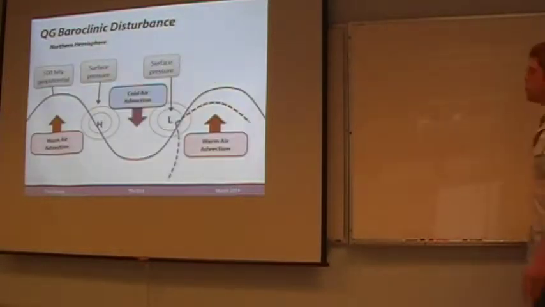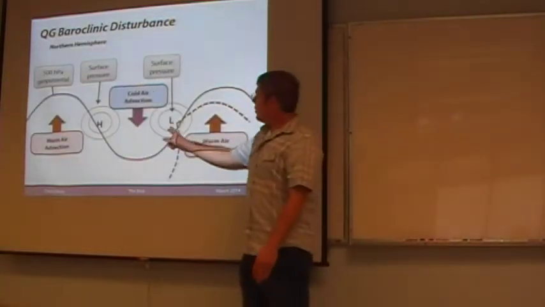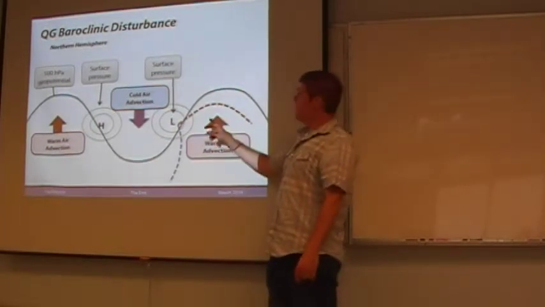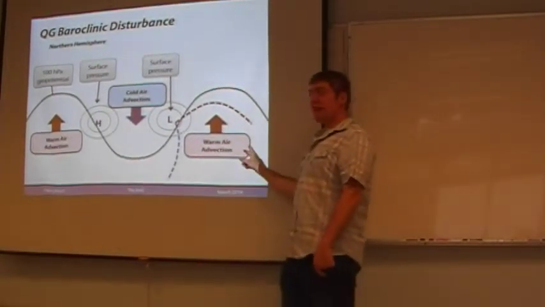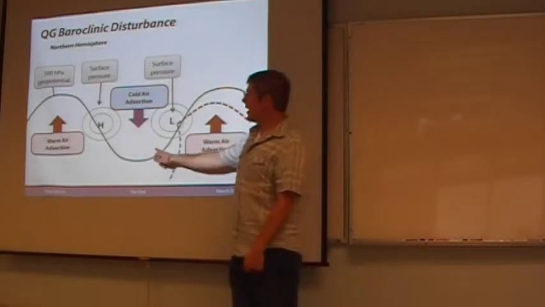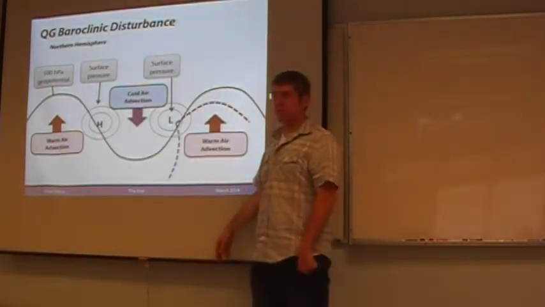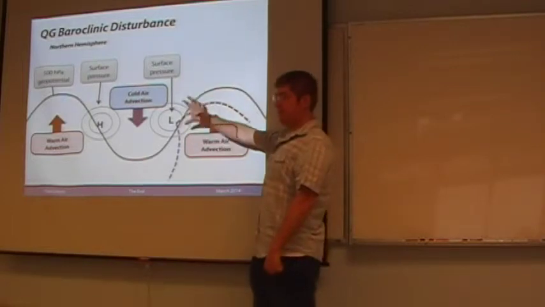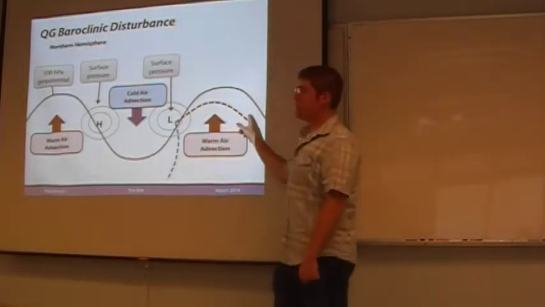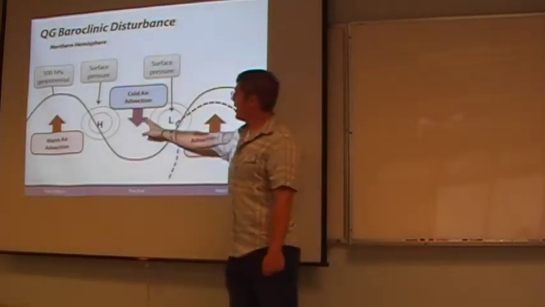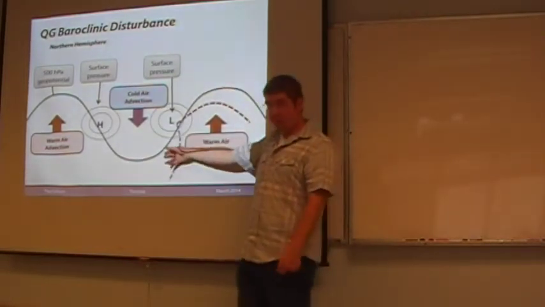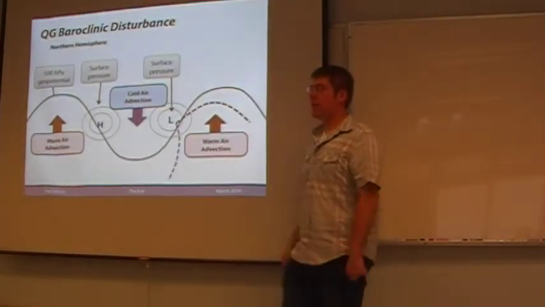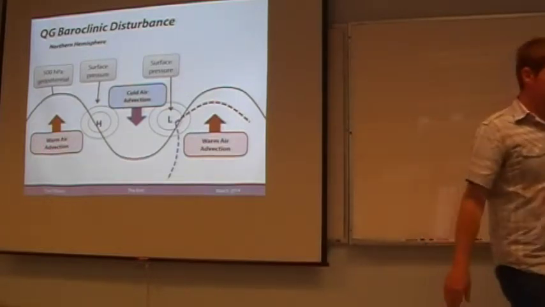So for the baroclinic disturbance, at the surface, we have fronts. Frontal activity leads to warm air advection to the east of the low and cold air advection to the west of the low. This is mirrored but smoother at higher levels. At 500 hectopascal, we have a much weaker wave-like character. Cold air advection occurs towards the trough of the wave, and warm air advection occurs towards the crest of the wave.